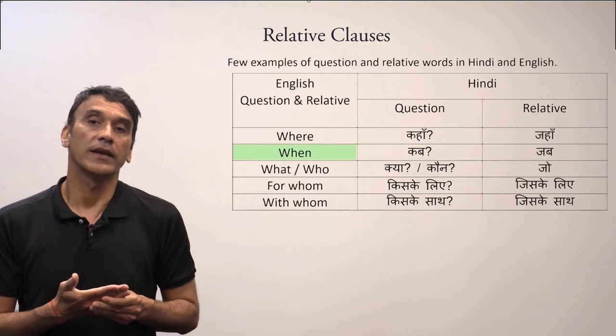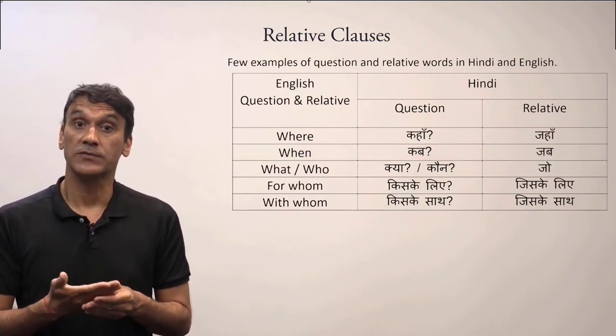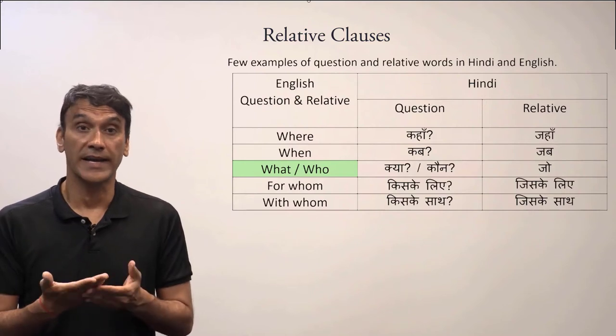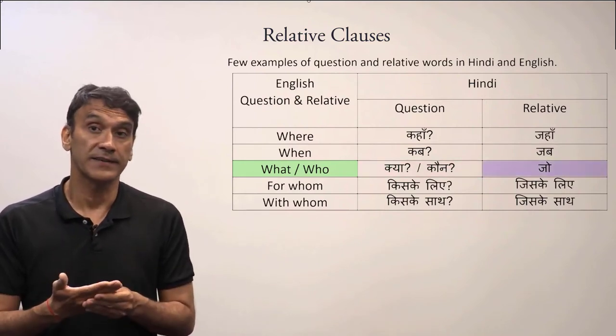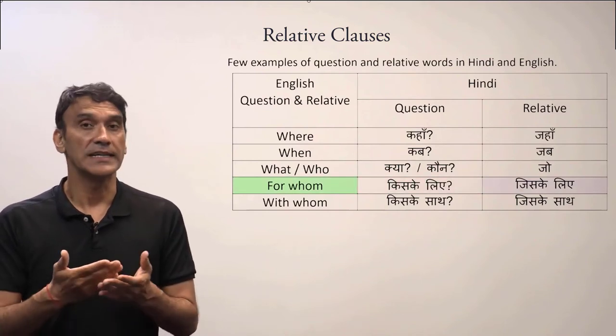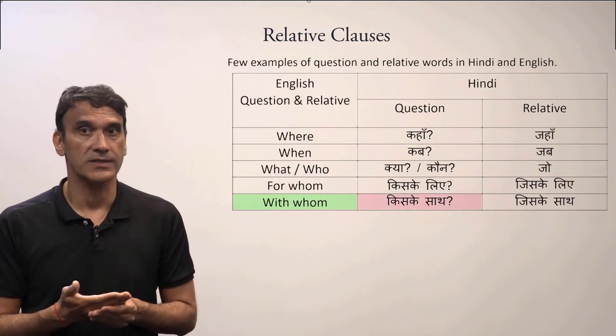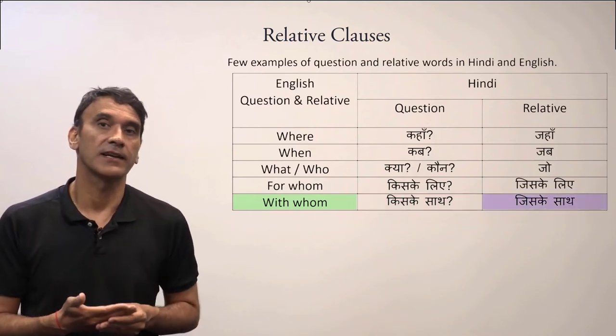The same goes with when. The question word is kab, the relative is jab. The next one is what and who are kya and kaun, but in relative, it's the same, jo. For whom, kiske liye, the question, jiske liye, the relative. With whom, kiske saath, that's question, jiske saath, that's relative.